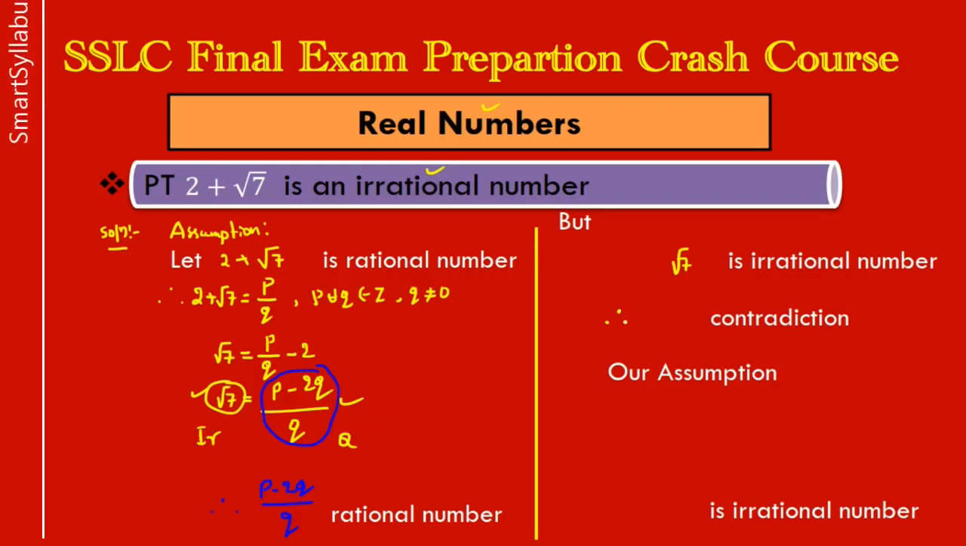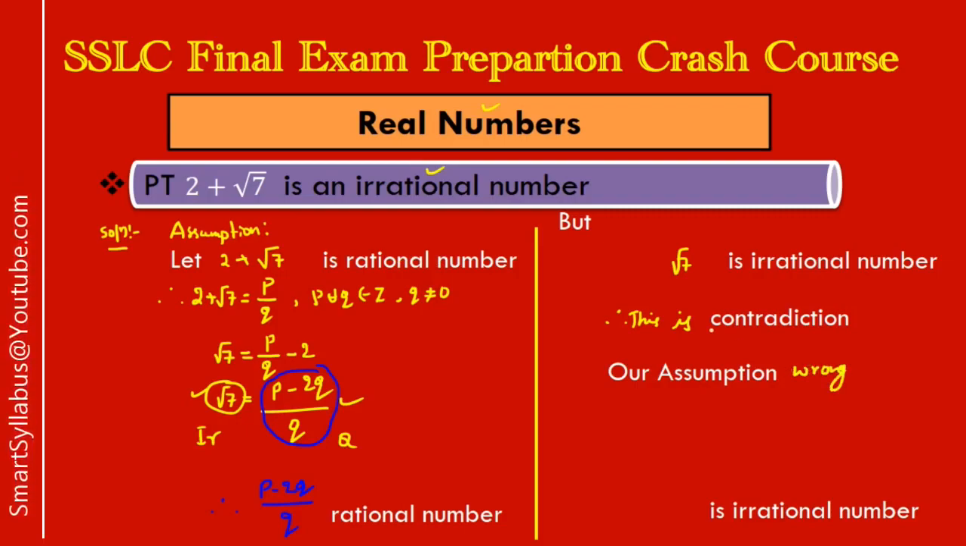Therefore this is a contradiction. It means they are not matching with one another. Why has this contradiction arisen, students? Because we considered this a rational number. It means our assumption is wrong.